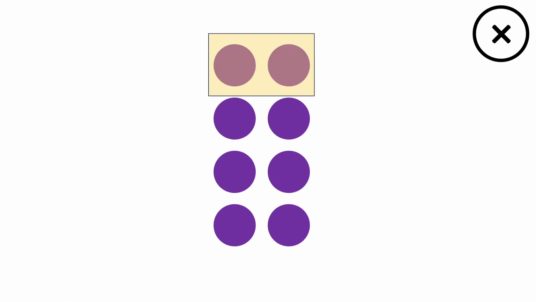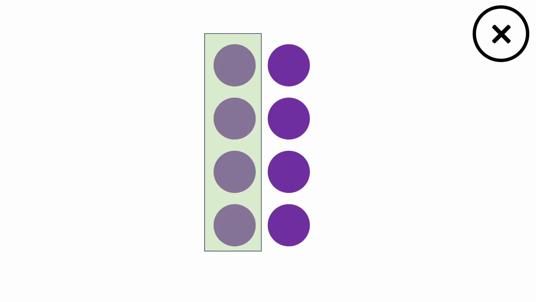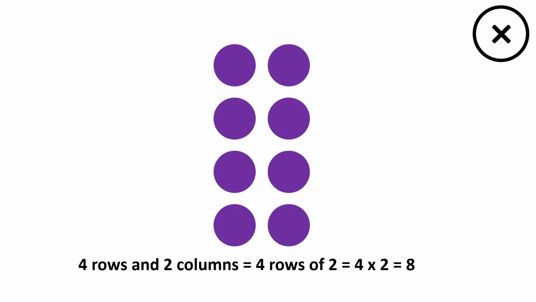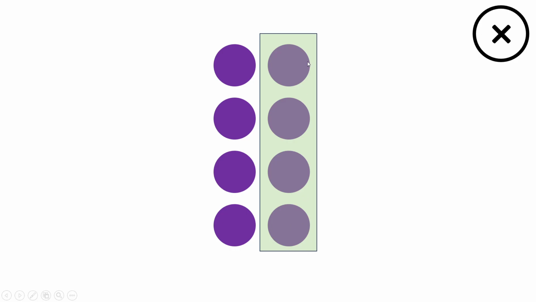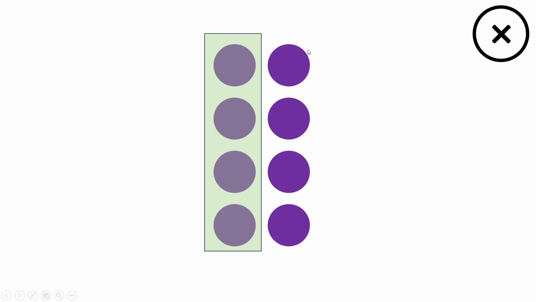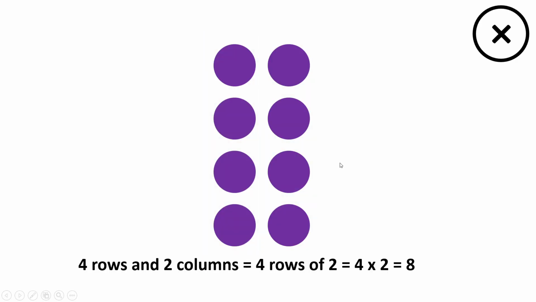In this array, we can count out that there are 4 rows. Now there are 2 columns. There are 4 rows and 2 columns, which means there are 4 rows of 2, or 2 rows of 4, 2 columns of 4, which means 4 times 2, or 2 times 4, which is equal to 8. 4 rows of 2, we say this, because in one column there are 4 dots, we can see that this column appears twice. So we do 4 times 2, which is 8.